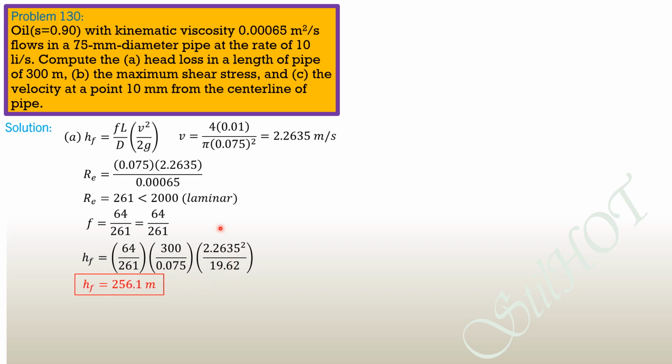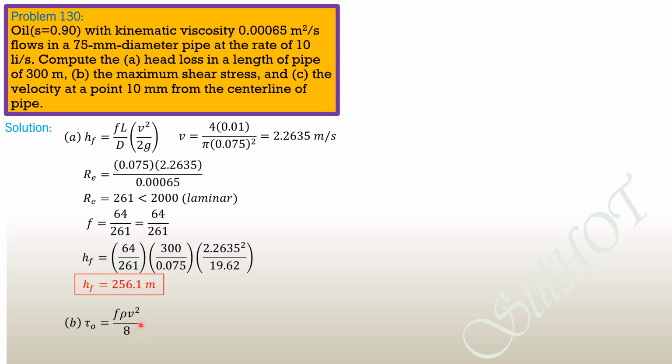So the head loss is equal to 256.1 meter. Then for part B, the maximum shear stress, it is equal to tau sub O, and it is equal to specific weight, head loss, diameter over 4L, and the other formula is friction factor, density, velocity squared over 8. So tau sub O is friction factor, density, velocity squared over 8.